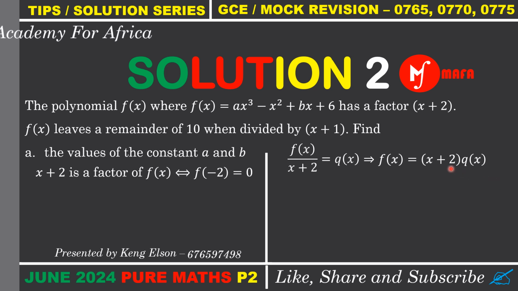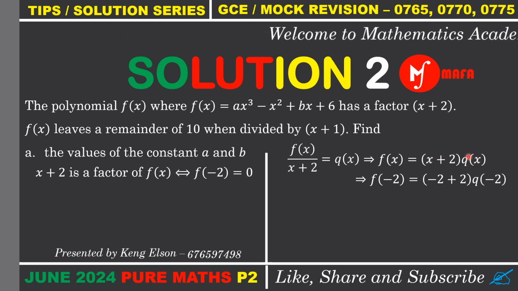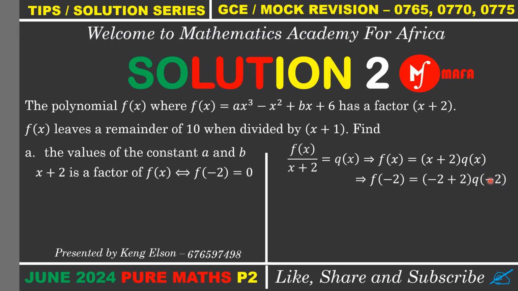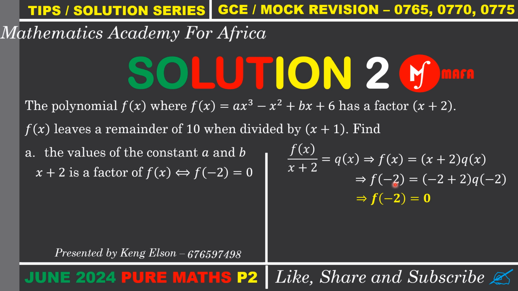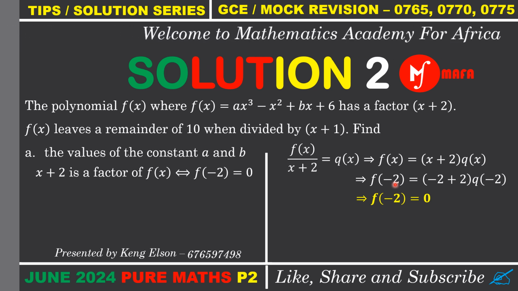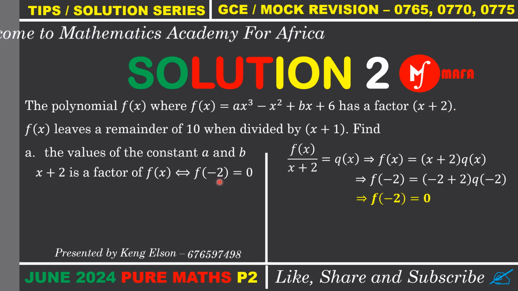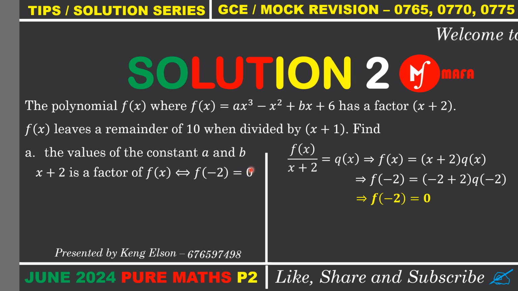Now what is f of negative 2? f of negative 2 is negative 2 plus 2 times q of negative 2. But negative 2 plus 2 is 0, so we don't even need to know what q of negative 2 is, because we are still going to multiply it by 0. So at the end of the day, our f of negative 2 will be equal to 0. So hope you're seeing the relationship between our general statement and the proof. Generally, x plus 2 being a factor means that f of negative 2 is 0. In fact, this 0 here is actually the remainder.